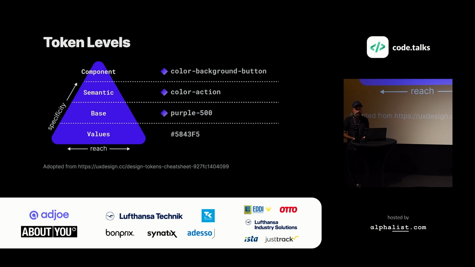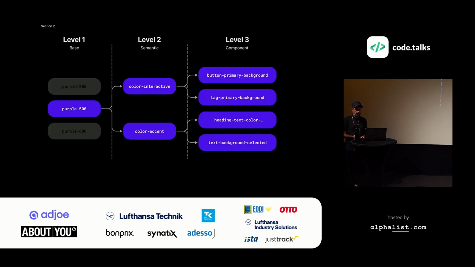Level 2 is semantic. So right now we think about how we want to use that purple 500 color tone. Does it signal interaction, for example? Is it some typography foreground color or background color? So that's our level 2. And finally, we can also implement component tokens that are just scoped to specific components.